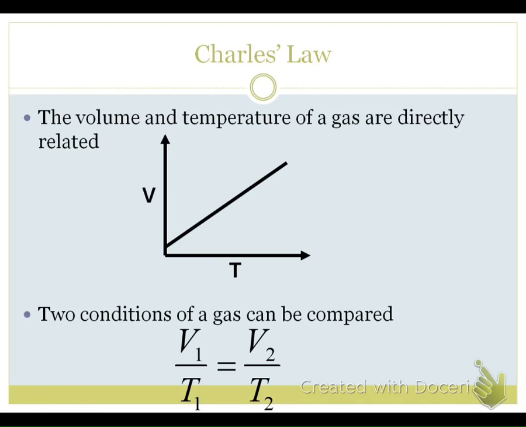We can compare them using this equation. V1 over T1 equals V2 over T2. The 1 and the 2 mean the same thing here, so 1 is going to be our starting side or our initial side. This will be our final side or our ending side. So this is before the change happens, after the change happens.